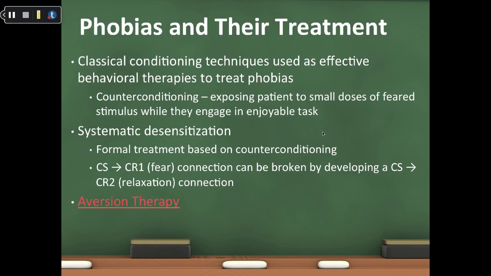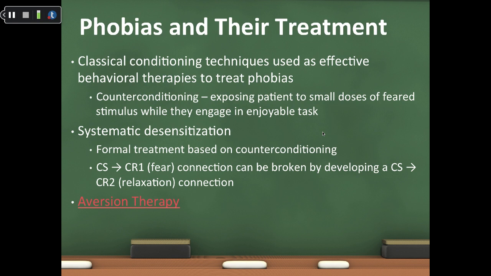So classical conditioning has also been used to treat phobias. This is known as counter conditioning. So this is exposing the patient to small doses of the feared stimulus while they engage in an enjoyable task. So say you were afraid of spiders. Your therapist might put a jar that has a spider in it next to you while you did something that you'd like, or ate a really tasty food. So this would be a process of expecting good things when you see the spider.